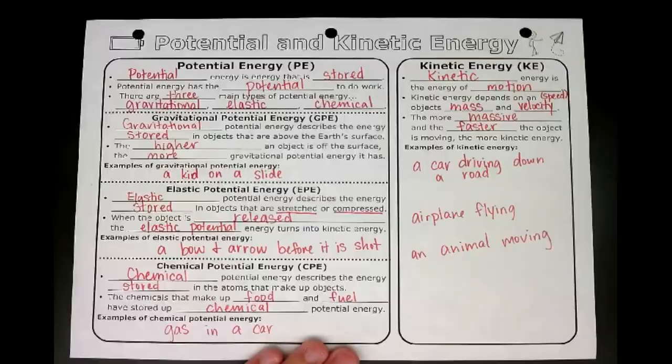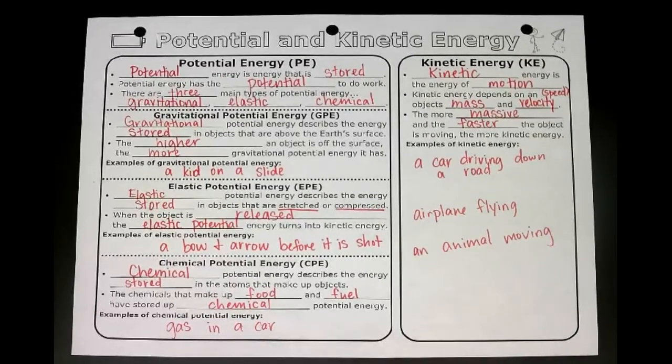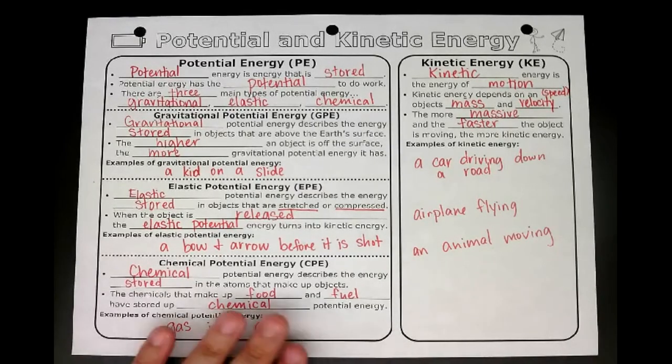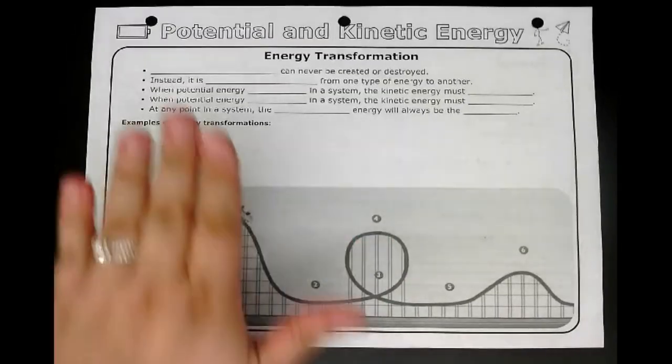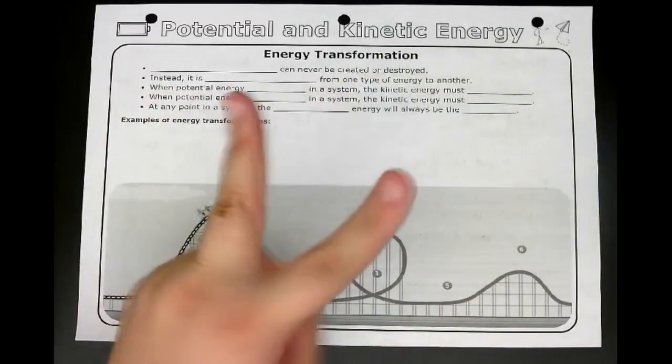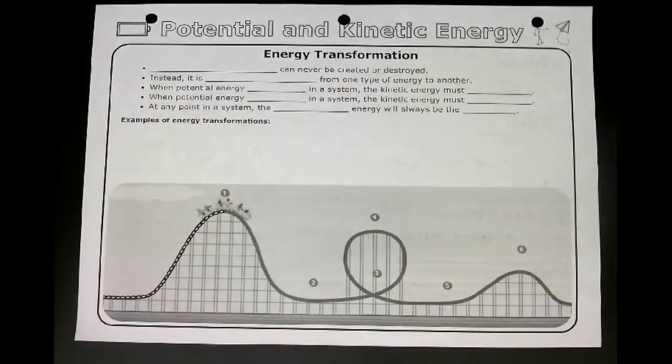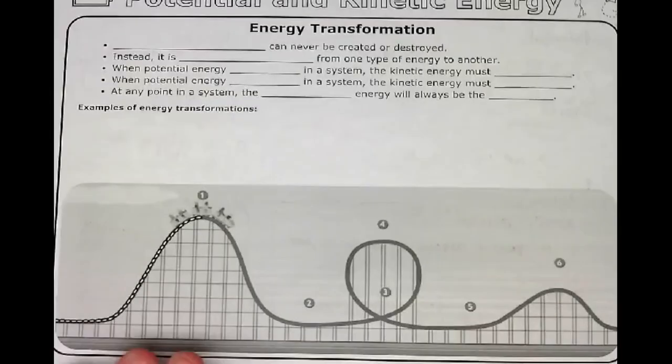This is what the front should look like. You can pause it there if we need to get caught up. We are about to go on to the back. Right, now on to the back. Right, now we're talking about how potential and kinetic energy can change. They can change from one to another. Right, so we're talking about energy transformations.